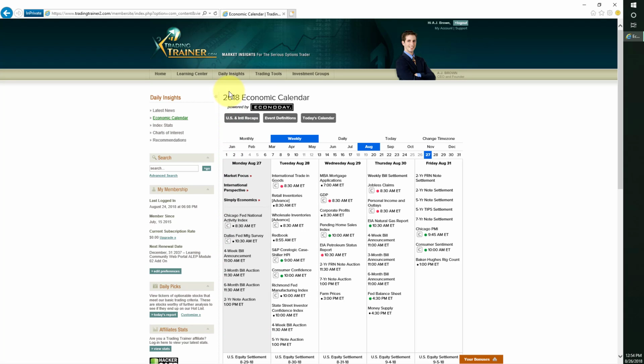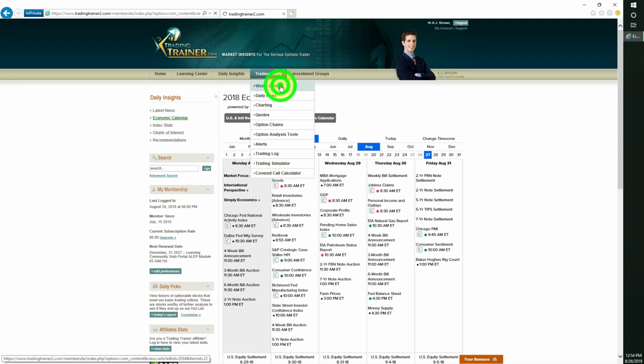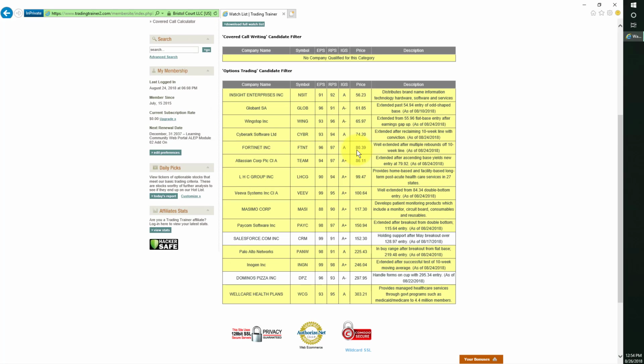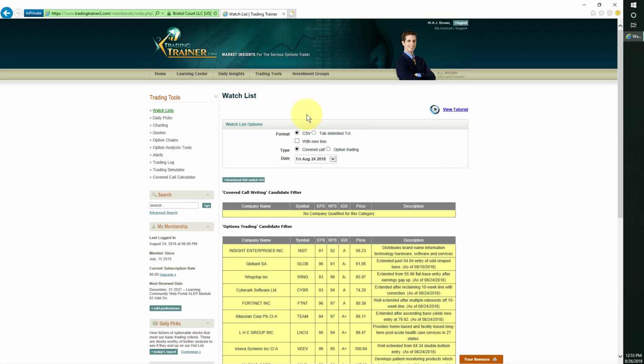Let's go ahead and take a look at our Trading Tools tab and our Watch List subtab. We had quite a few tickers identified by our option trading candidate filters. The ones not highlighted in yellow are already on our watch list. They are simply reaffirming their position there. The ones highlighted in yellow are new to us. We will evaluate those for liquidity and patterns before adding them permanently to our list.